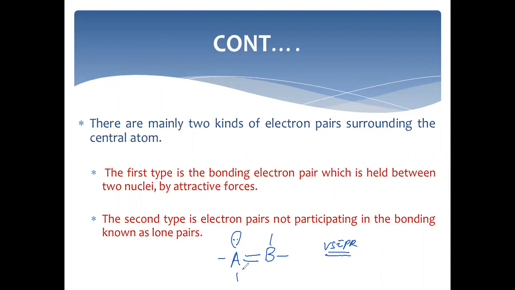This is the bonding electron pair, held between the two nuclei because of attractive forces. And this is what we call the lone pair. Hereafter, I will refer to it as a lone pair. You should be able to understand that these electron pairs are not participating in any bonding. This is what we call a lone pair. Okay, let's move on.